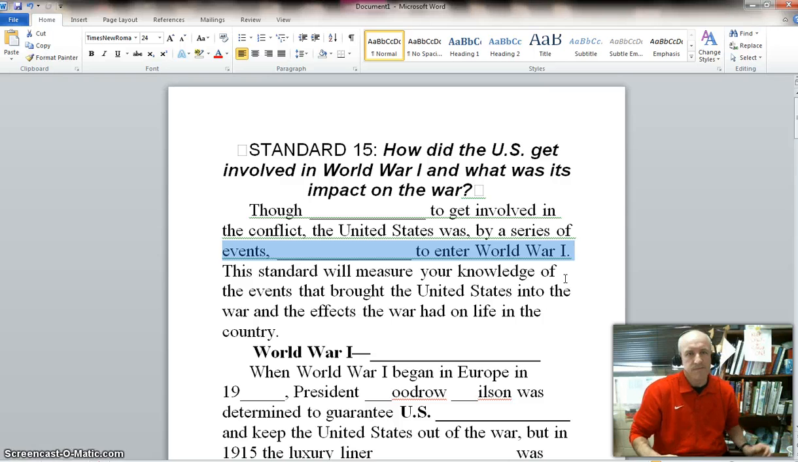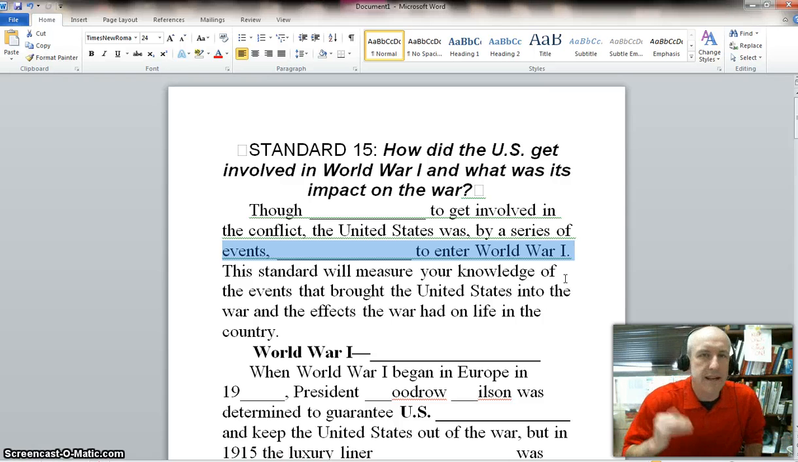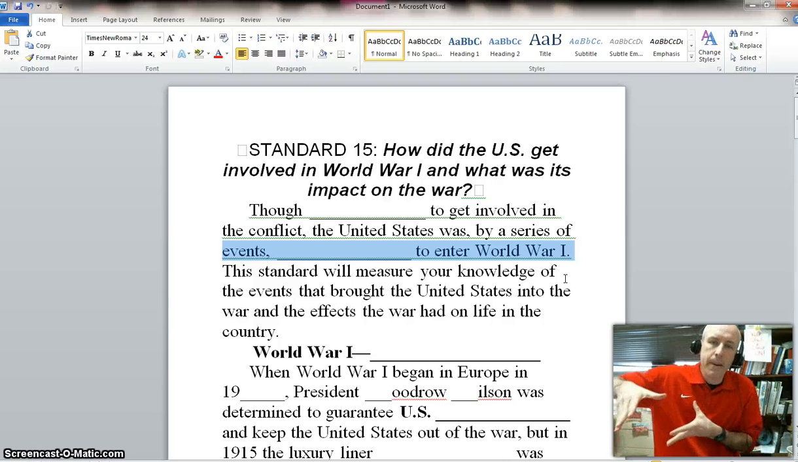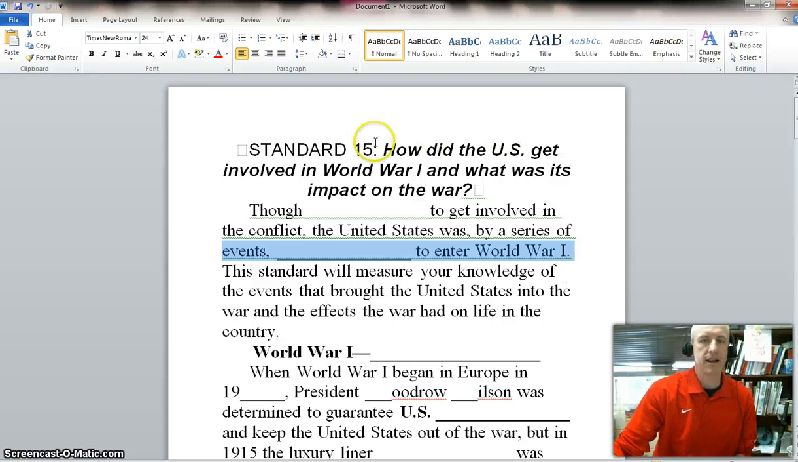All right, so we're looking at World War One. Now, we're not looking at World War One like you did last year. Last year you looked at World War One in Europe because that's where it was taking place. That was world history. We're going to be looking at World War One and basically how it impacts the United States. You look right here, how did the U.S. get involved in World War One, and what was its impact on the war?